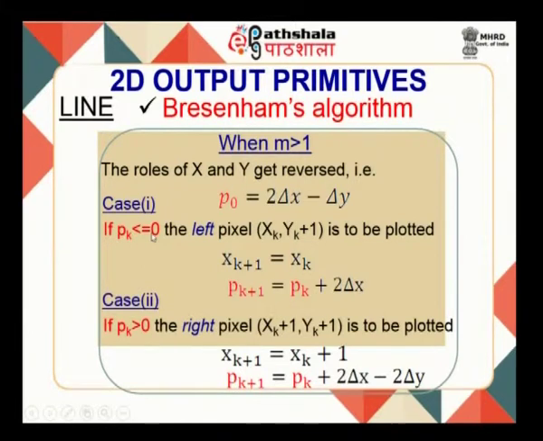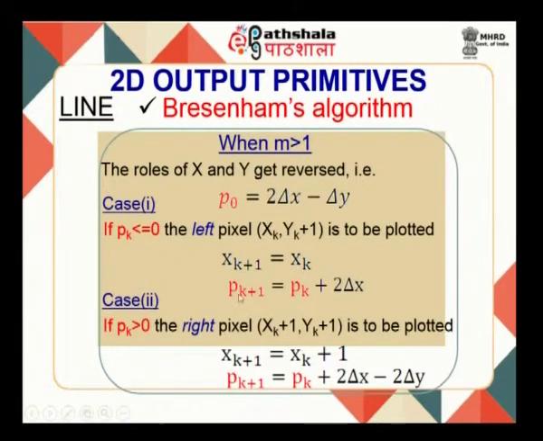If Pk is less than or equal to 0, for this case m greater than 1, y will be incremented by 1 unit. We do not have to worry about y, it always gets incremented by 1 unit because m is greater than 1, while x is to be decided, whether it is xk or xk plus 1. Because the sign is less than or equal to 0, it indicates that the left pixel is closer to the theoretical position.